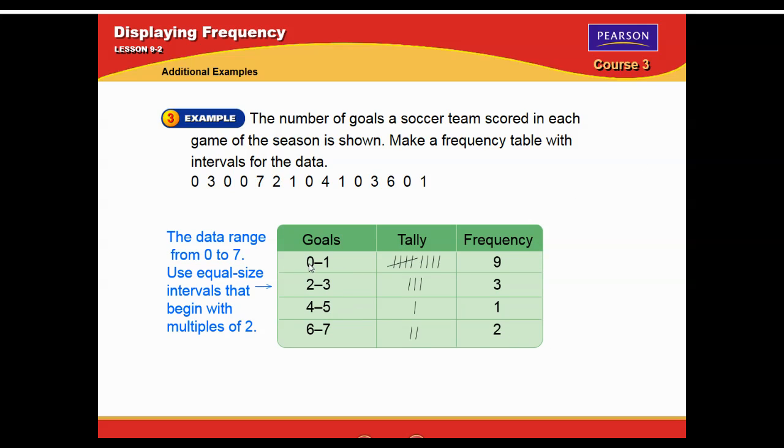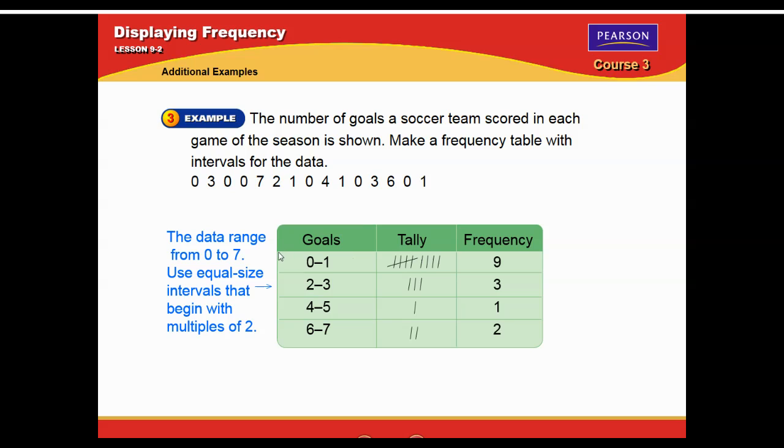So you can see they broke it up. How many games did they score 0 or 1 goals? How many games did they score 2 or 3 goals? How many games did they score 4 to 5 goals, and 6 to 7? And then they tallied. I don't require a tally when we make frequency tables. I'm confident you can count without tallying.